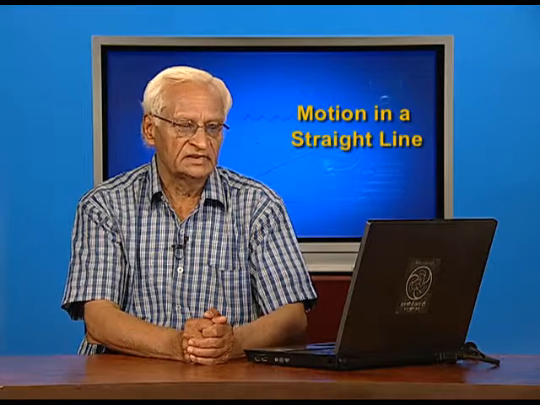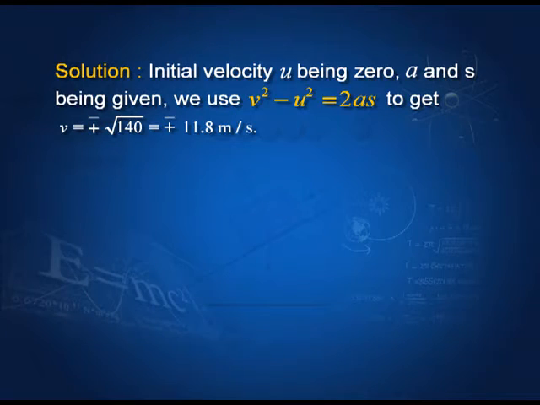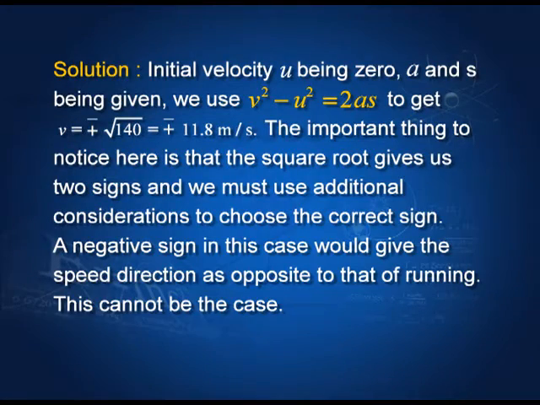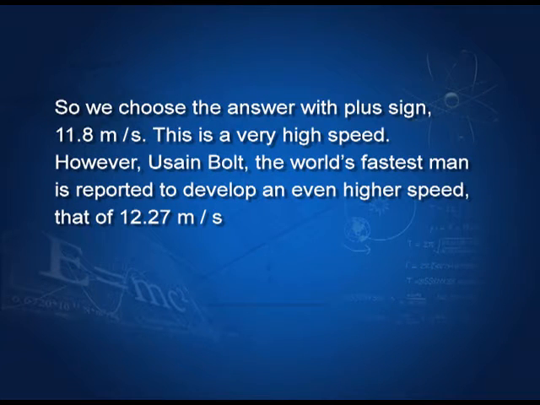I have taken this example to illustrate the fact that when you take square root, you must consider both the signs, plus sign as well as the minus sign. So, in this case, we have got the two signs. The velocity could be plus 11.8 meters per second or minus 11.8 meters per second. In such a situation, we must apply extra consideration to choose the correct sign. You see, negative sign in this case is obviously incorrect, because the speed is positive. Therefore, we can reject the negative sign, and we get the result that the speed acquired by the athlete is 11.8 meters per second.